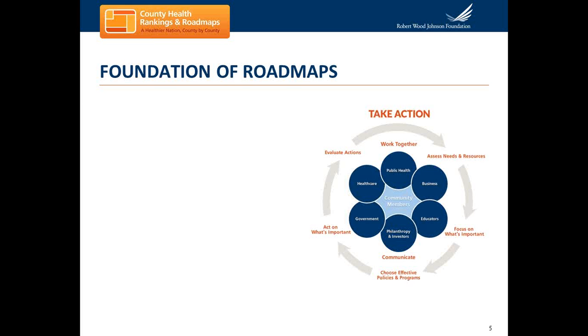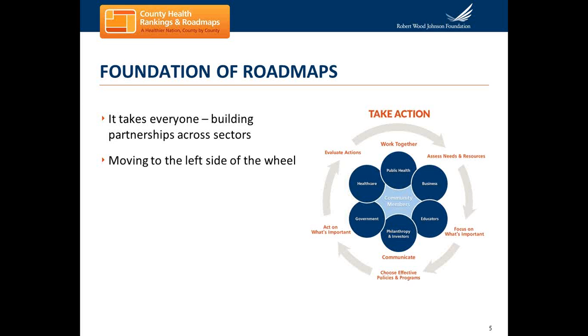There are 5 core principles that are the foundation of the County Health Roadmaps. First, it takes everyone, all of us working together to improve the health of a community. We need to move as quickly as possible to the left side of the wheel, not get stuck in paralysis by analysis or drowning in data, but moving to action and evaluating your effectiveness. This will hopefully make more sense in a minute when we take a deeper look at the Take Action cycle for those of you who might not be as familiar with it.